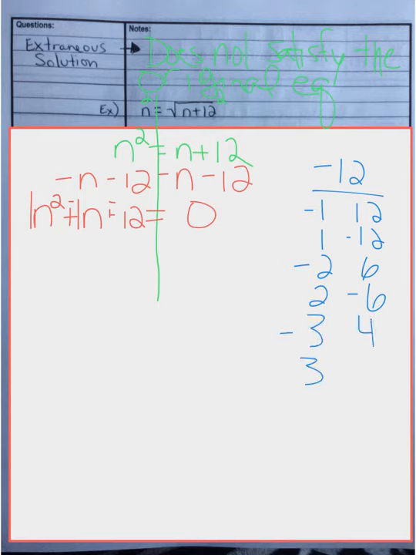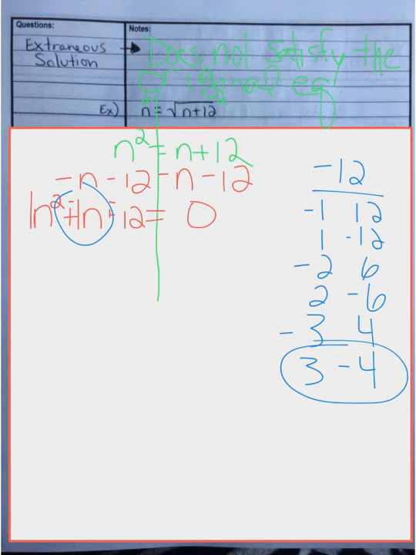-3 and +4, and +3 and -4. And we want to figure out which of these adds up to that -1 in the middle. Well, that's going to be this last one, the +3 and the -4.